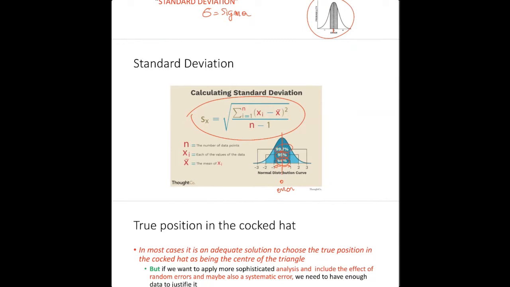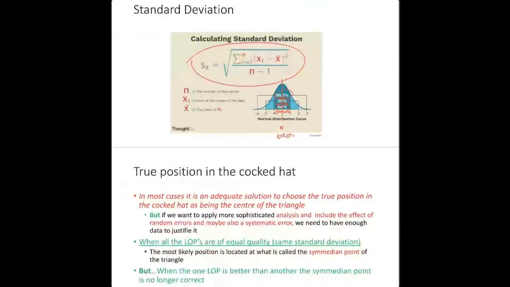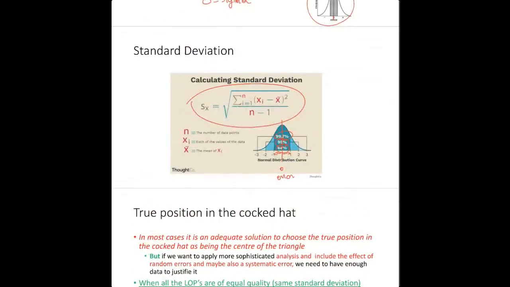3 times this will give you almost 99.7, almost 100%. Okay. Now, the standard deviation, this is something that you have seen in the statistics course. It can be calculated by this formula. So you have first the number of data points, then you have the value of each data point. You have the mean value of all your observations.